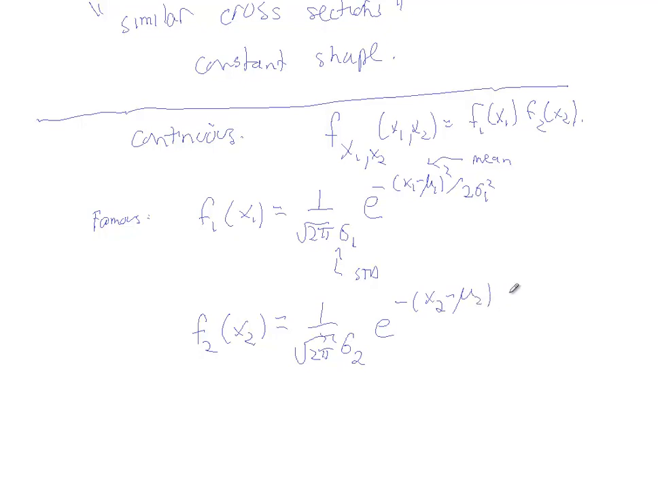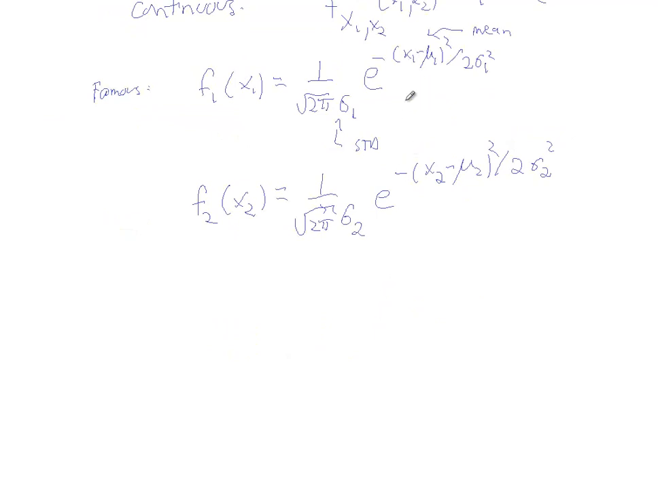Here's mu2 squared divided by 2 sigma 2 squared. Now, if I were going to get a joint distribution, what would that look like? Well, it's going to be a continuous distribution in the x1, x2 plane. And I'm going to draw a contour line so you can see kind of what's going on here. If the mean of this one is mu1, mean of this one is mu2, there's going to be a point here, mu1, mu2, where the PDF is maximum.